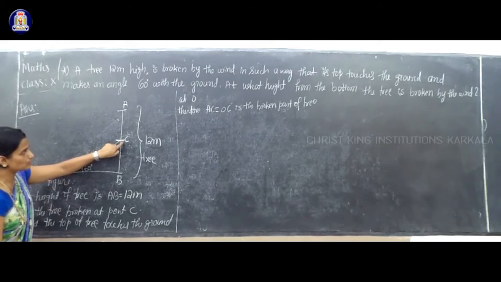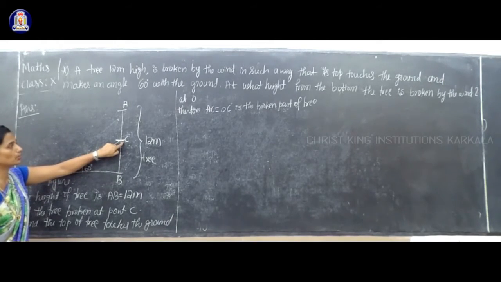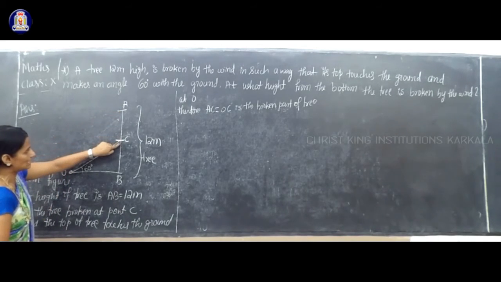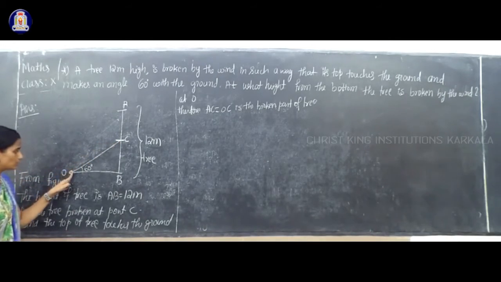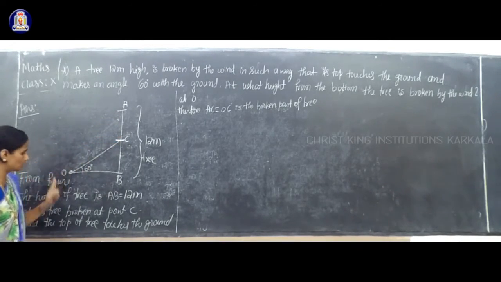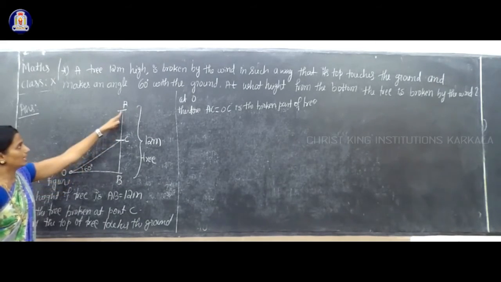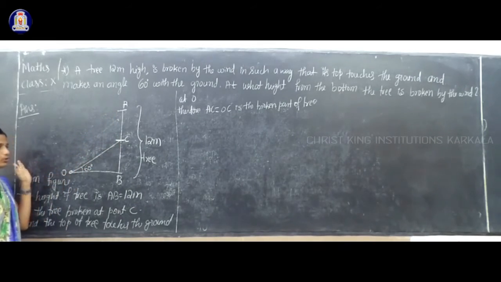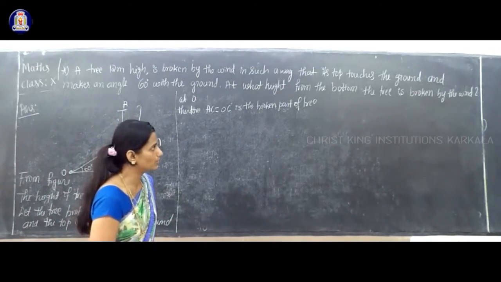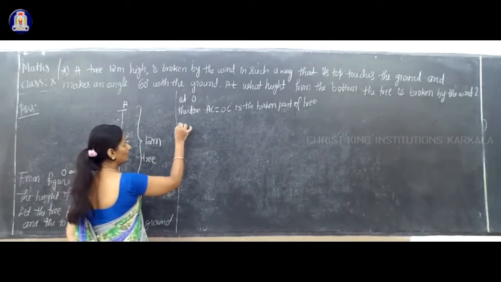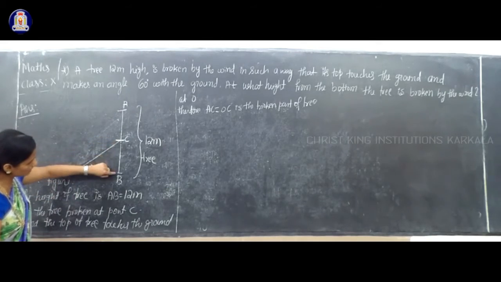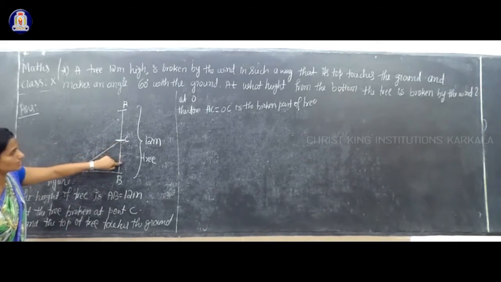Next, the tree is broken at this point, and the top of the tree touches the ground at O. So that means the length of AC is equal to OC, and AC and OC are the broken parts of the tree, because AC is the broken part of the tree and it touches the ground, means AC is equal to OC. Correct now? So the next question is, at what height from the bottom of the tree is it broken? That is your question, right? So you have to find out BC. This distance you have to find.